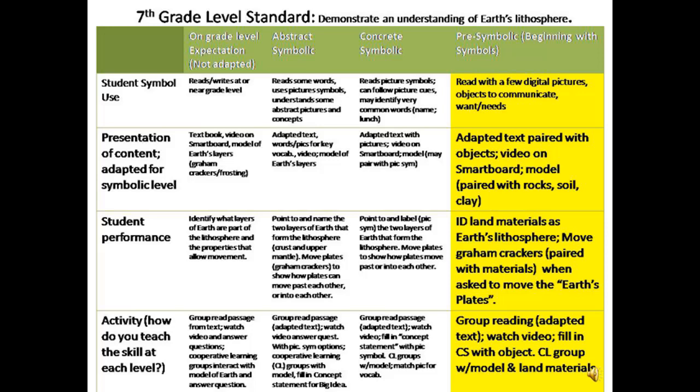Next, the student performance for students at this pre-symbolic level may be to identify the materials of the earth from non-materials. For example, you may want to show them rocks versus beads or marbles or something similar. Using the model that the entire class has made, students could be able to move the layers when asked to move the Earth's plates, showing understanding between the word plates and the materials that you're using, or layers. This skill may demonstrate that the student understands that the model represents the Earth's plates and show understanding that the Earth's plates move under the ground.